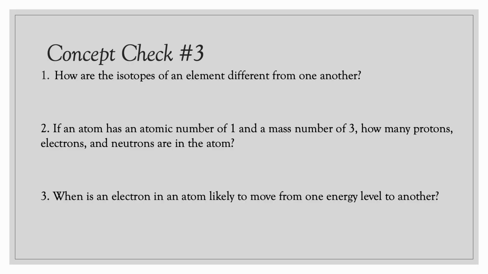Concept check. Number 1: How are isotopes of an element different from one another? Number 2: If an atom has an atomic number of 1 and a mass number of 3, how many protons, electrons, and neutrons does the atom have? Number 3: When is an electron in an atom more likely to move from one energy level to another? Now would be a great time to pause the video, try to answer the questions, and then resume play.